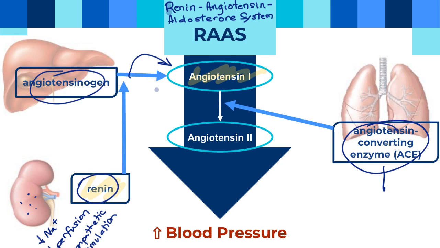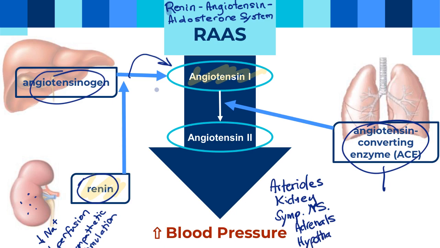And then angiotensin II exerts its action by binding to various receptors throughout the body. As such, it has lots of different actions at many different target sites. For instance, in the arterioles, it causes vasoconstriction. In the kidney, it stimulates sodium reabsorption. In the sympathetic nervous system, it increases the release of noradrenaline or norepinephrine. In the adrenal cortex, it stimulates the release of aldosterone. And in the hypothalamus, it increases the thirst sensation and stimulates the antidiuretic hormone release.